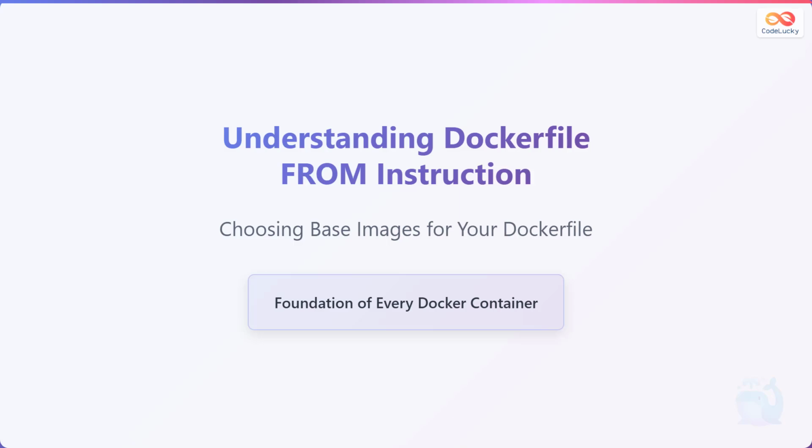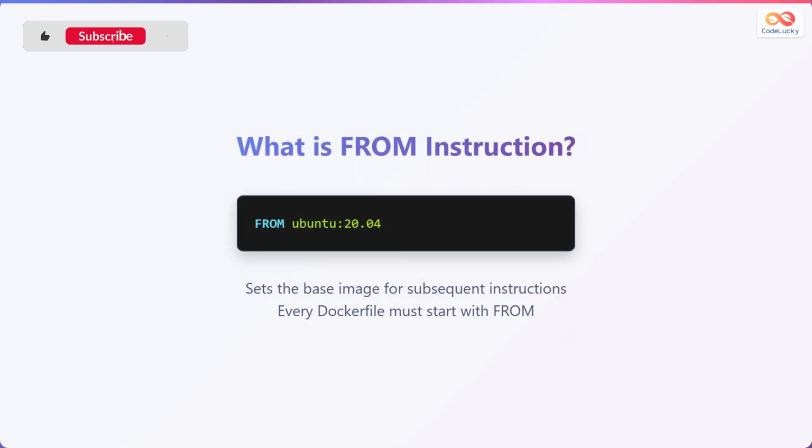Let's understand the Dockerfile FROM instruction and choosing base images for your Dockerfile. This instruction forms the foundation of every Docker container. The FROM instruction sets the base image for subsequent instructions in your Dockerfile. Every Dockerfile must start with a FROM instruction. For example, FROM ubuntu:20.04.